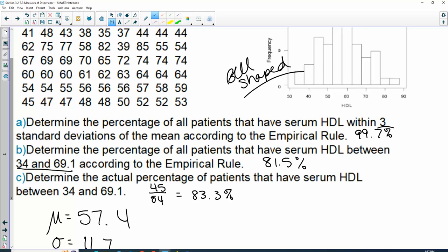And the reason why our percentage wasn't the same as the empirical rule? Was our original data perfect? No, it wasn't exactly bell-shaped. All right. Questions there?